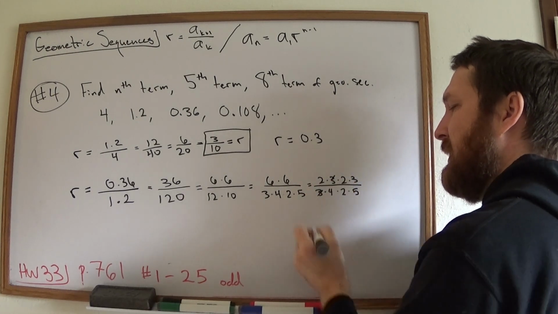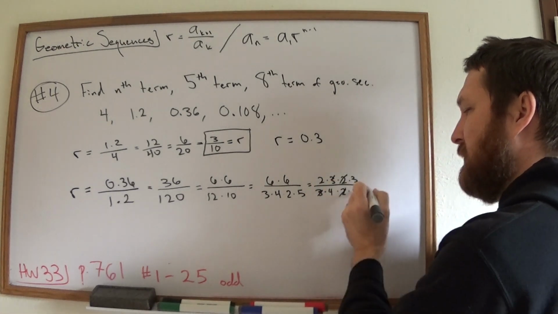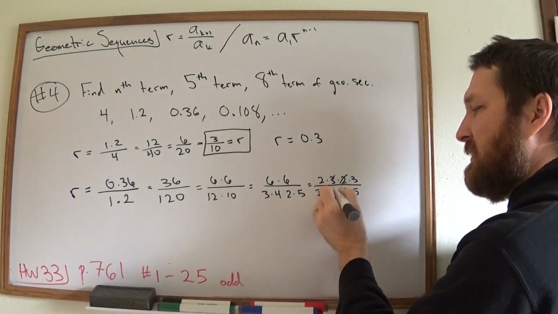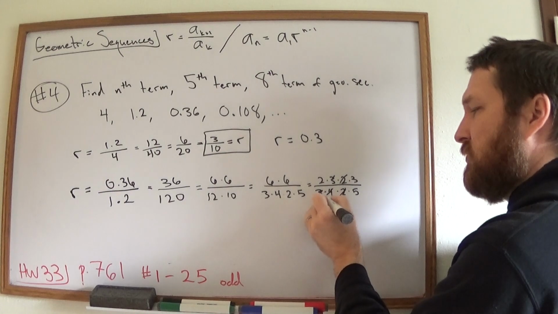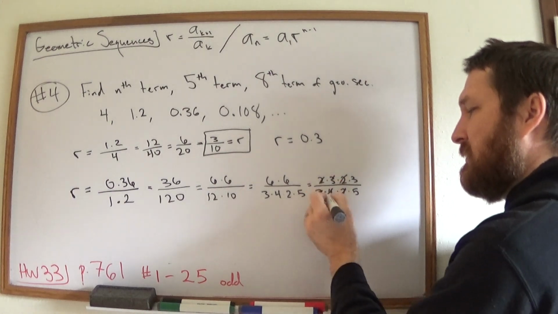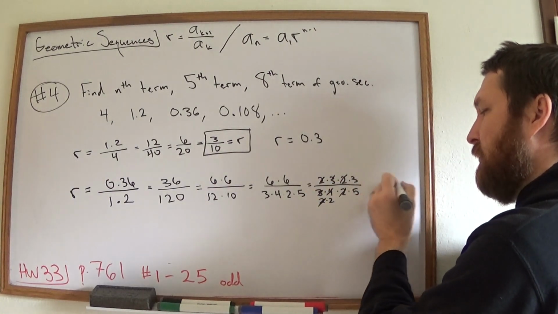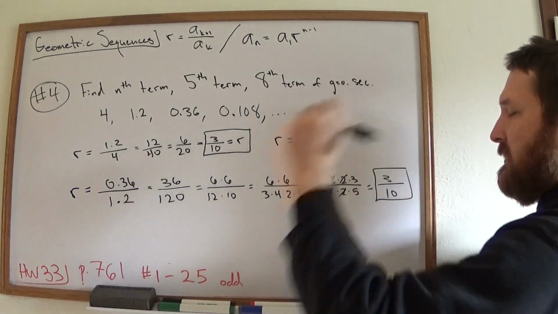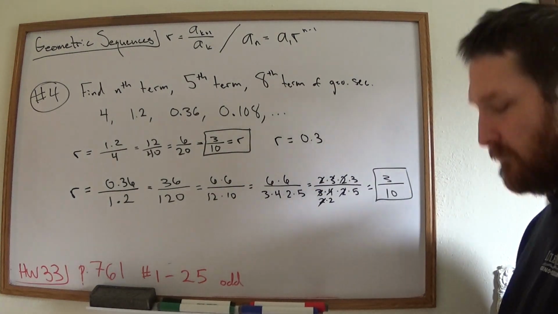Okay, 3's cancel, 2's cancel. I have another 2 in here, so that's a 4. So that's a 2 times 2. Cancel out a 2, and now I have a 3 over 2 times 5 is 10. Yes, indeed, 3/10. Okay, good to go.